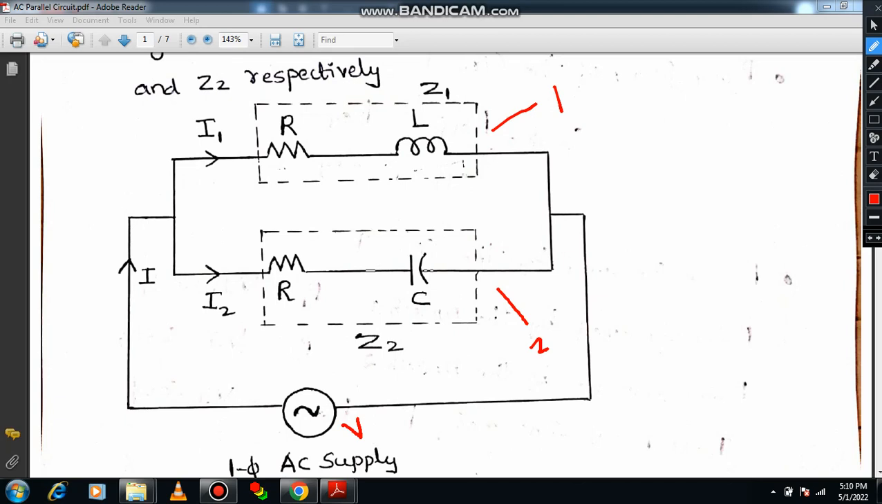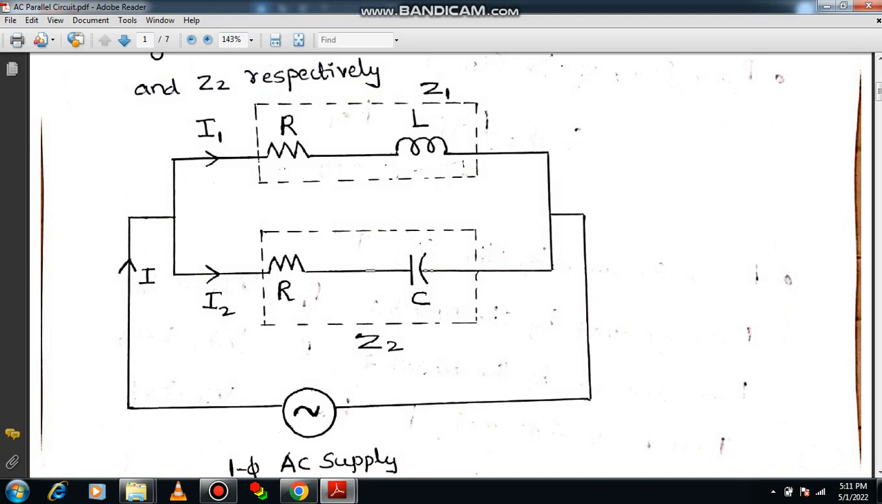How about the current? I is the total current. When you apply the voltage V, the total current is passed to the circuit. At this junction, the current is getting divided. What are the currents which are getting divided? I1 and I2 respectively. So these are the fundamentals. If I talk about branch 1, the impedance of branch 1 is considered as Z1, whereas the impedance of branch 2 is considered as Z2. Please recall this basic information.